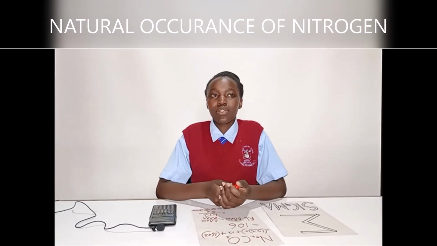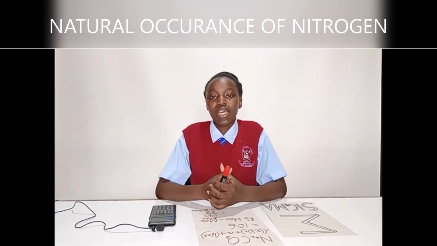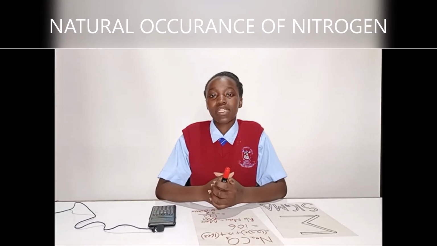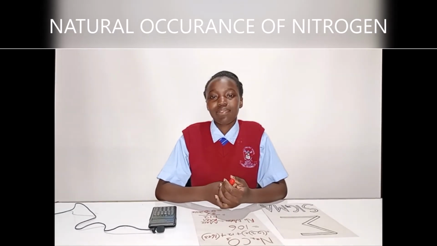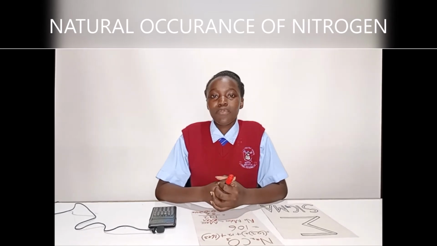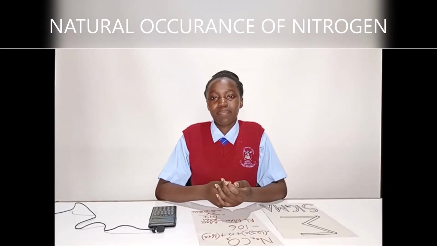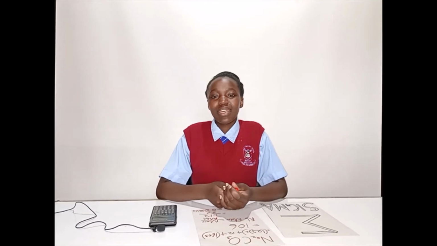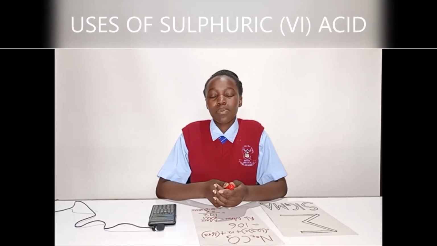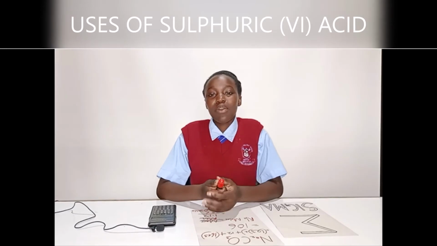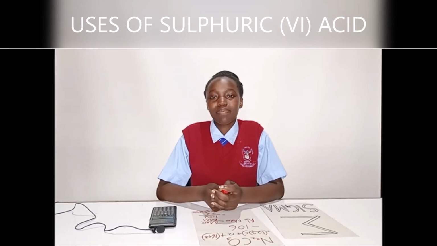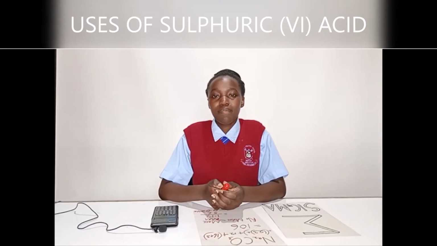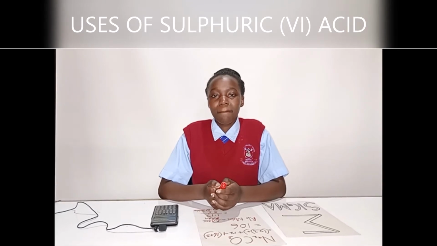State one way in which nitrogen occurs in nature. It occurs through nitrates, for example, potassium nitrate. Okay, any other way? Free nitrogen in air. Okay, yeah, very true. That is correct. One use of sulfuric acid. It is used in manufacture of plastics. Okay, that's correct. That's fine.